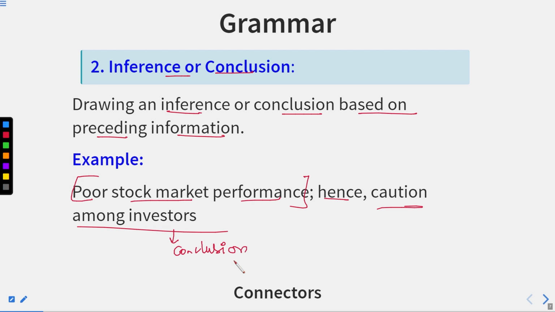So this is not like a sentence. It is just like you have been given some information, and with the help of that information, you are deriving some consequence or deriving some result. You are inferring the result. So this caution among investors. So this can be shown with the word hence.